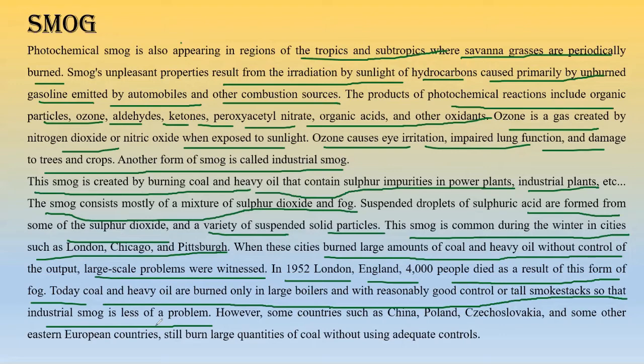Okay, but nowadays, to avoid this huge loss of life and property, the oil and coal that is to be burnt is burnt in specially designed containers which are called boilers, and they also use long chimneys so that these problems are eradicated, right? Now some countries like China, Poland, Czechoslovakia and some other Eastern European countries still burn large quantities of coal without using adequate control.